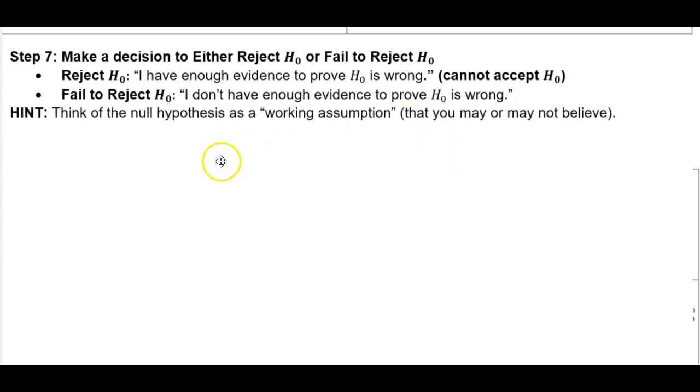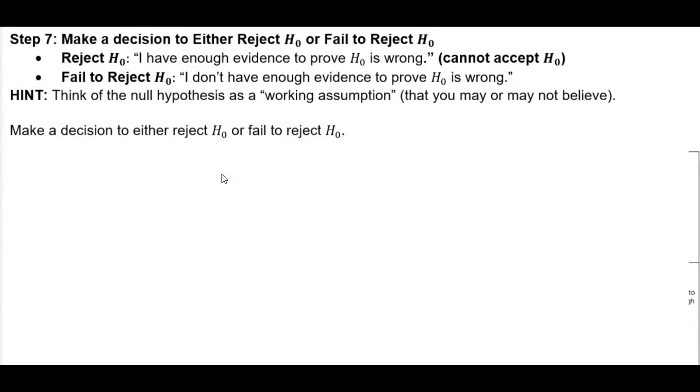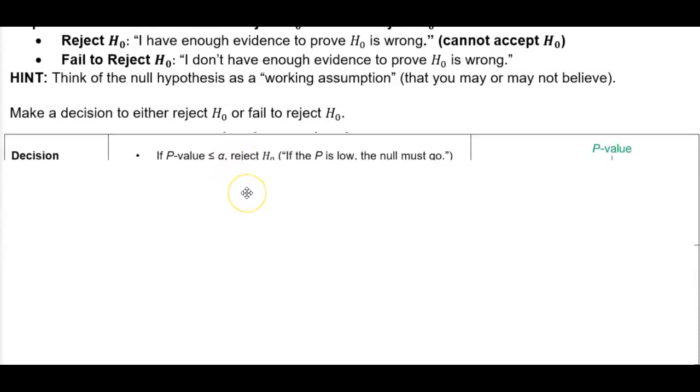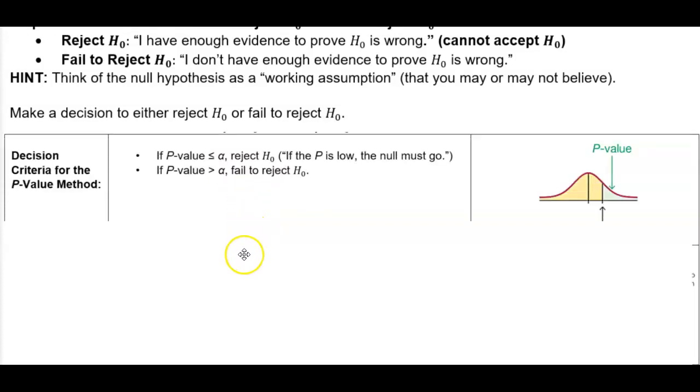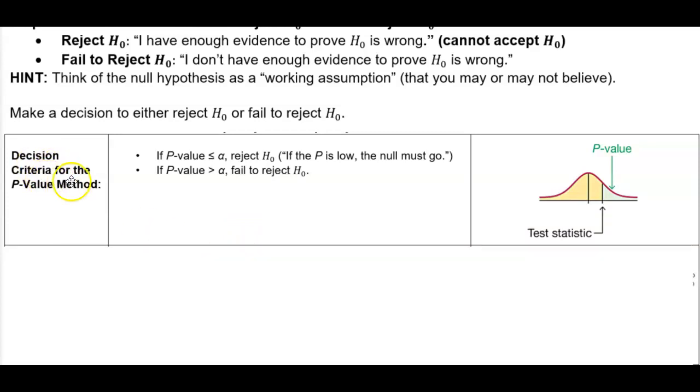Now, hint, think of the null hypothesis as a working assumption that you may or may not believe. Now, making a decision to either reject the null hypothesis or fail to reject the null hypothesis. So, let's first discuss the p-value. Okay, so the decision criteria for the p-value method.